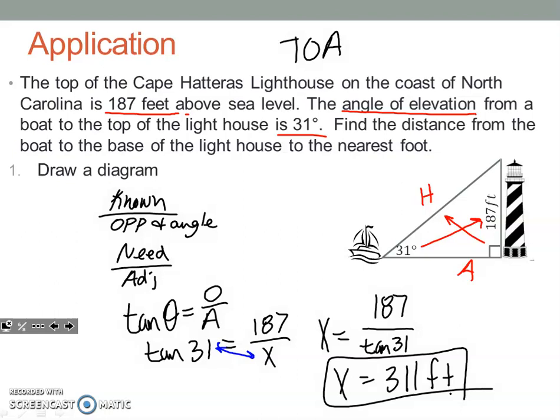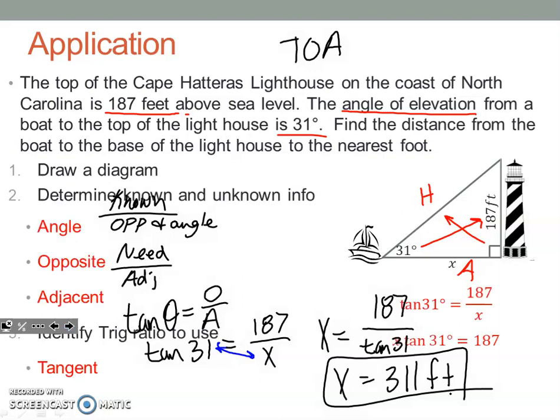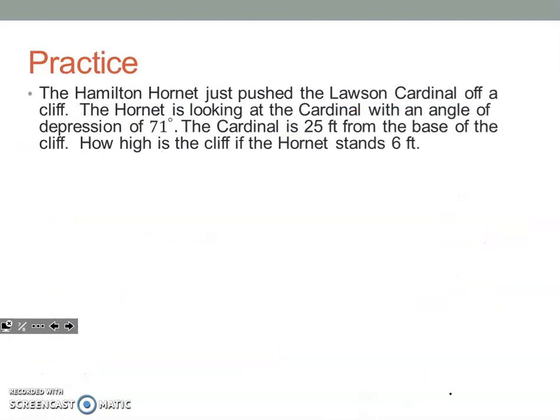Okay, so let's do one more example then. It says the Hamilton Hornet just pushed the Lawson Cardinal off a cliff. The Hornet is looking at the Cardinal with an angle of depression. Angle of depression, remember, means it's going down. Angle of depression of 71 degrees. The Cardinal is 25 feet from the base of the cliff. How high is the cliff if the Hornet stands at 6 foot?